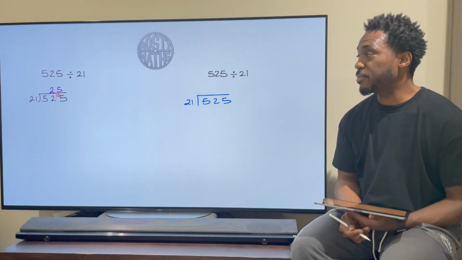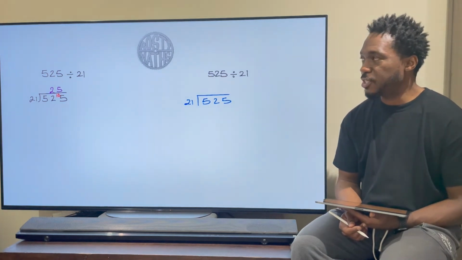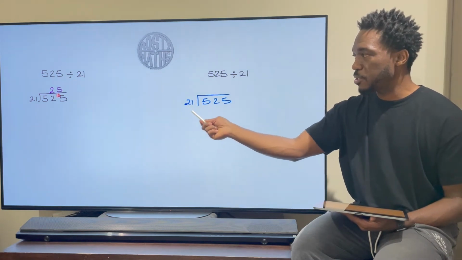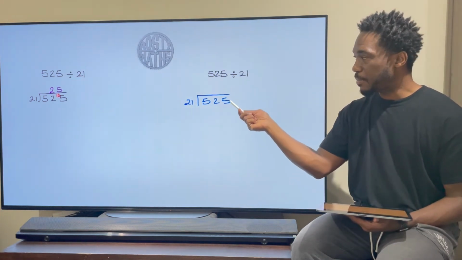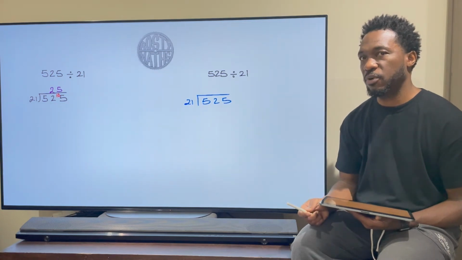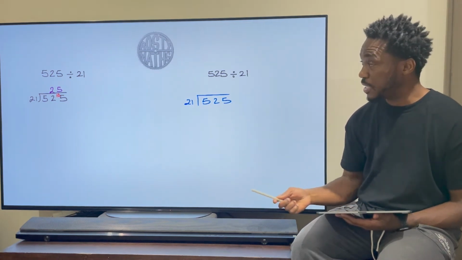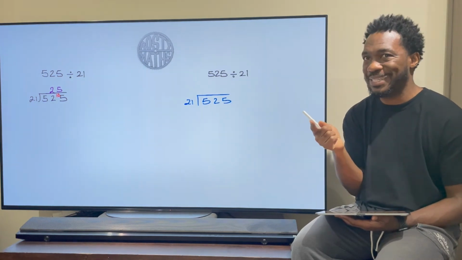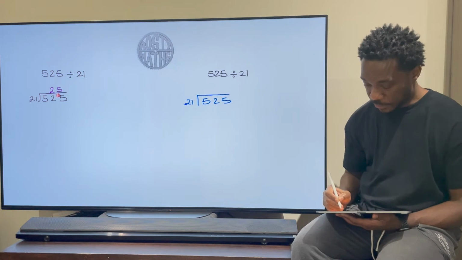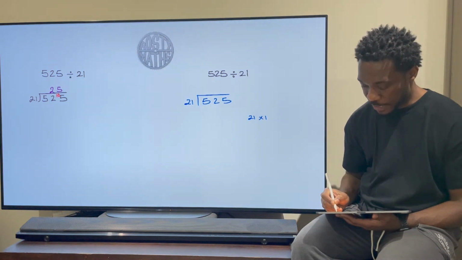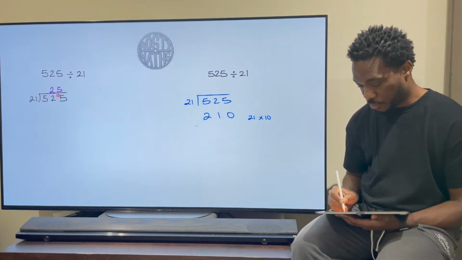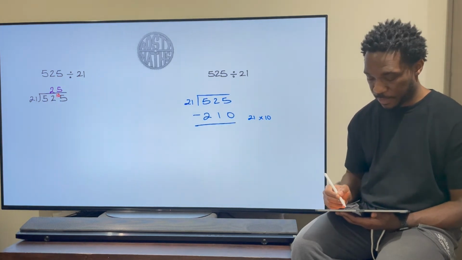Now the way the chunking method works is I'm going to find multiples of 21, and then I'm going to keep subtracting them from what I've got left. The first thing I'm going to do is choose numbers that are really easy, like multiplying by 10. So I know that if I multiply 21 times 10, I will get 210. And then I subtract my 210 from here. So 5 take away 0.